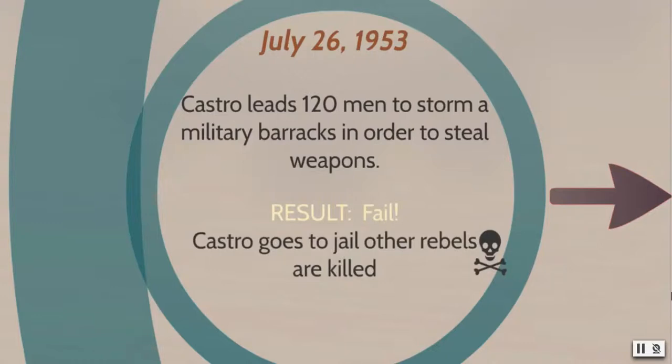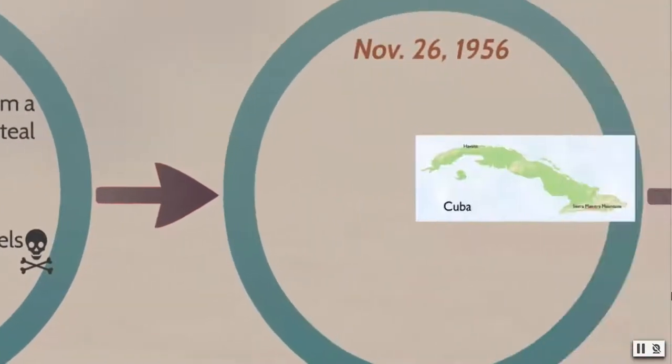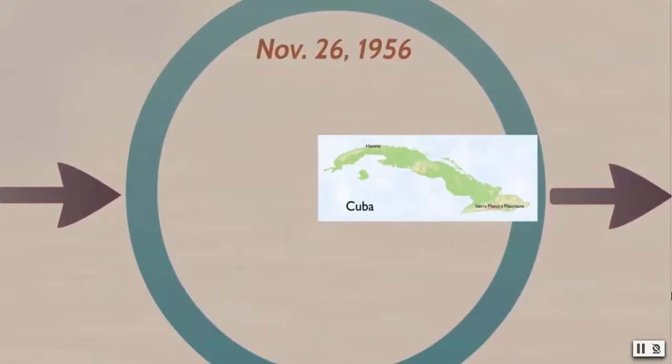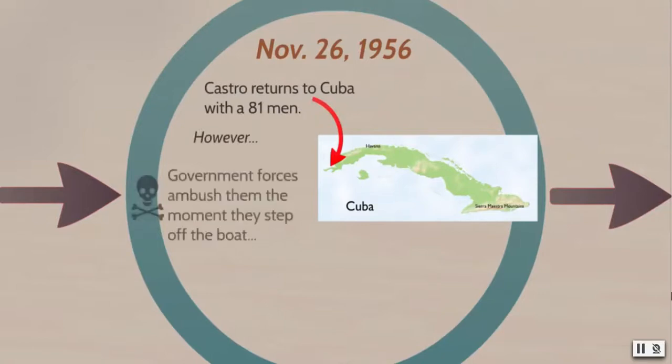Castro himself went to jail with other rebels, and basically it was horrible. Once released, Castro ran away to Mexico because Batista was going to kill him. Then again, on November 26, 1953, about 3 years later, Castro returned, sailing to the east coast of Cuba with 81 men. However, the moment they got to the coast, government forces ambushed them and many were killed. In fact, there were only 18 survivors, and these 18 survivors included Castro, Che Guevara, and Castro's brother Raul Castro.